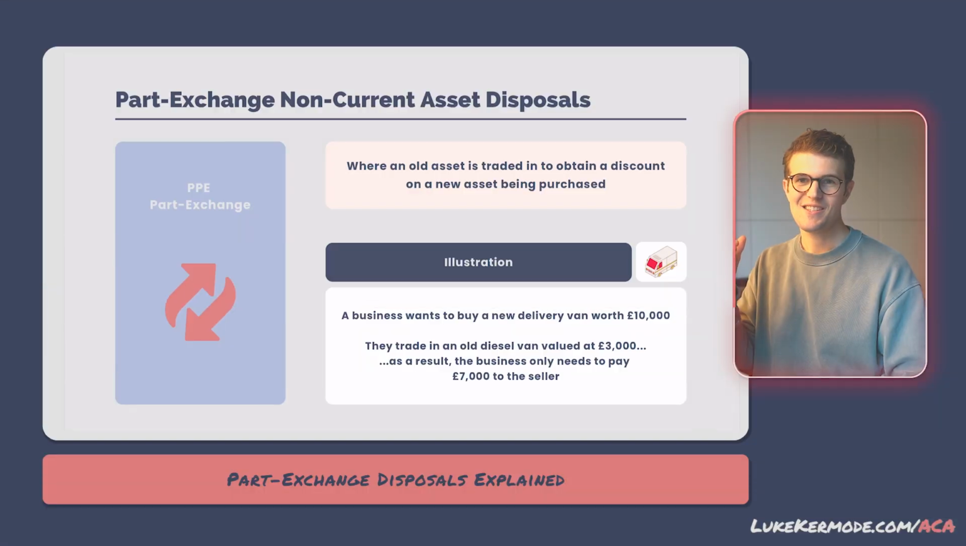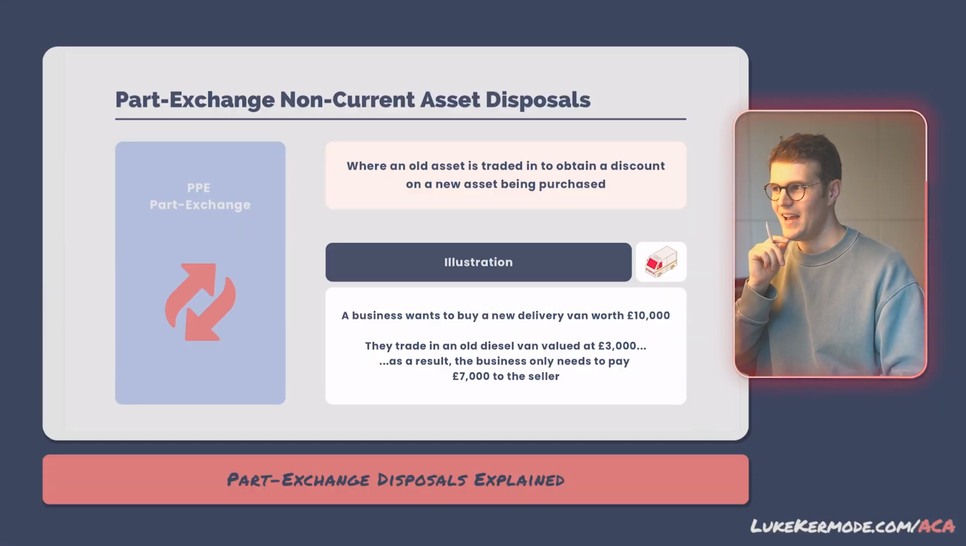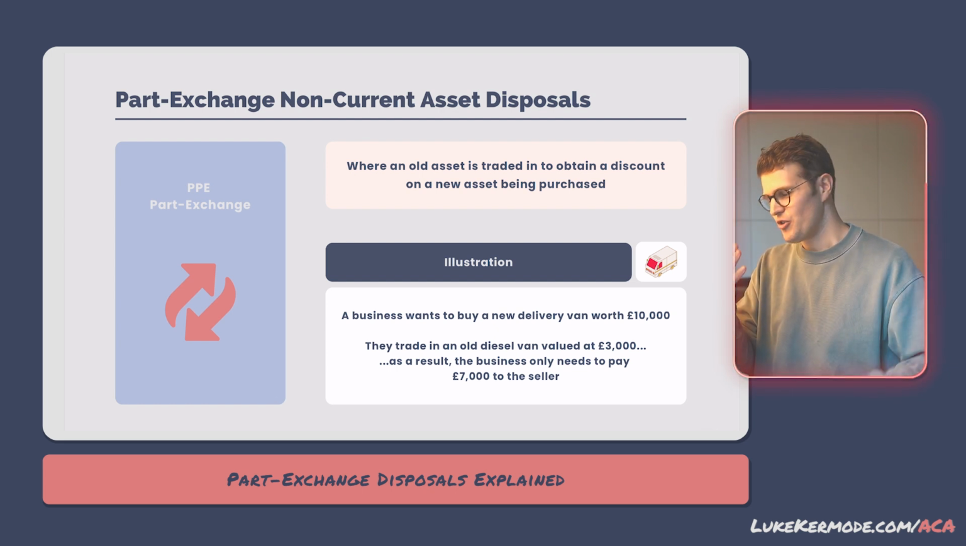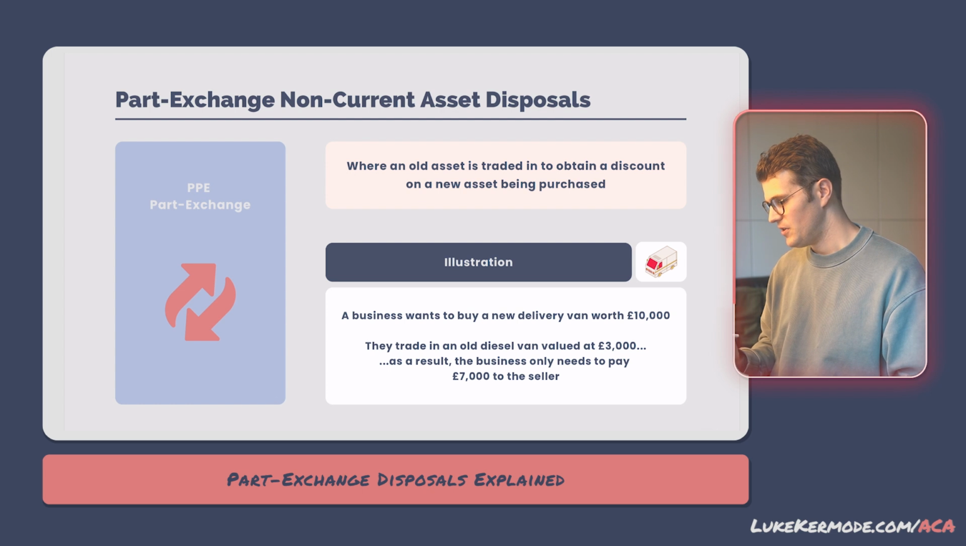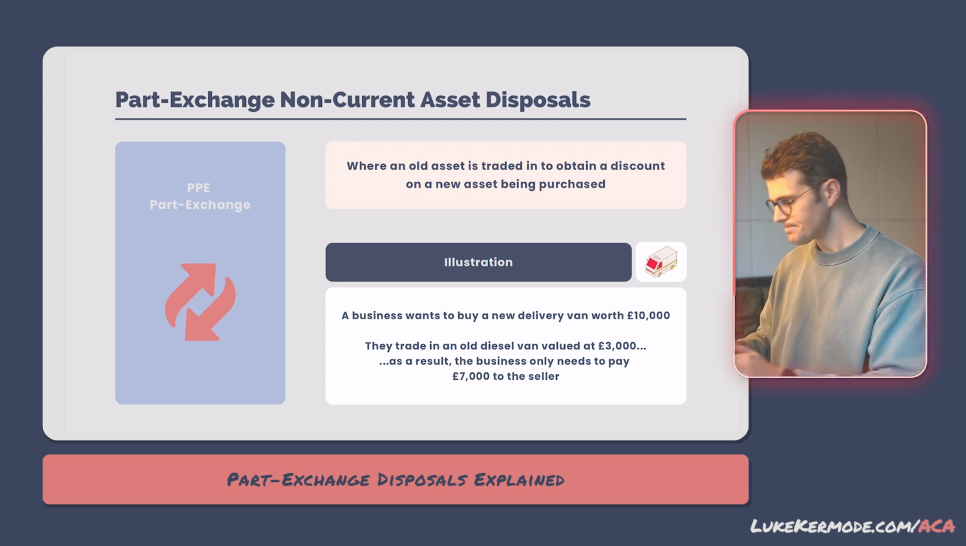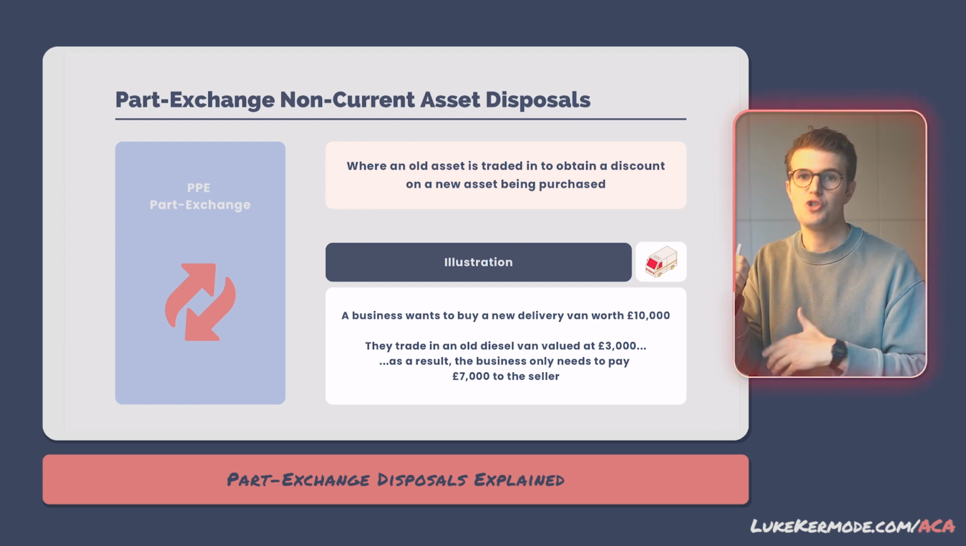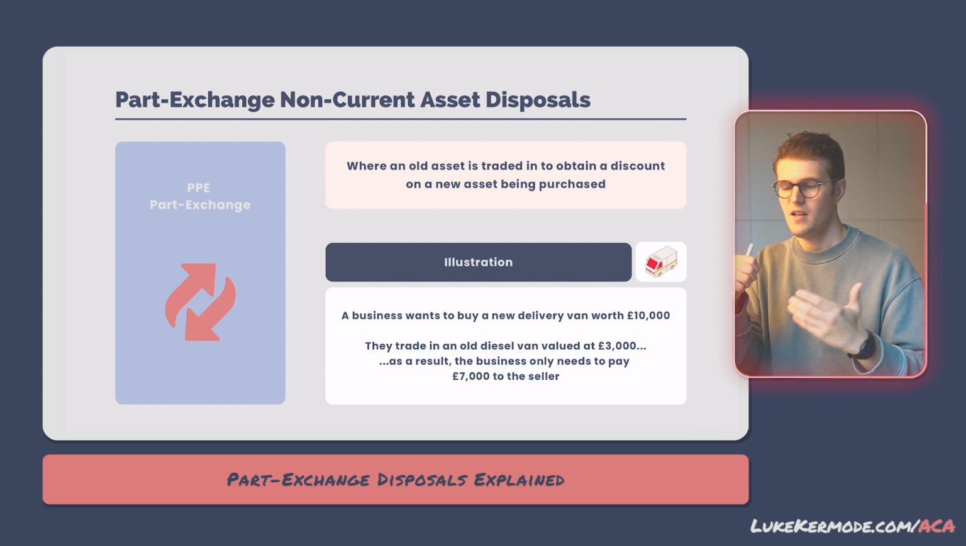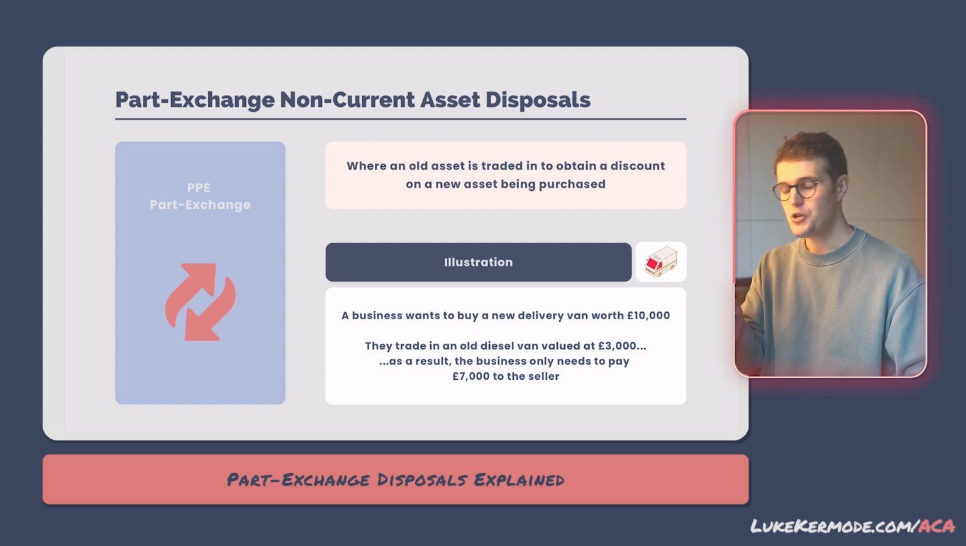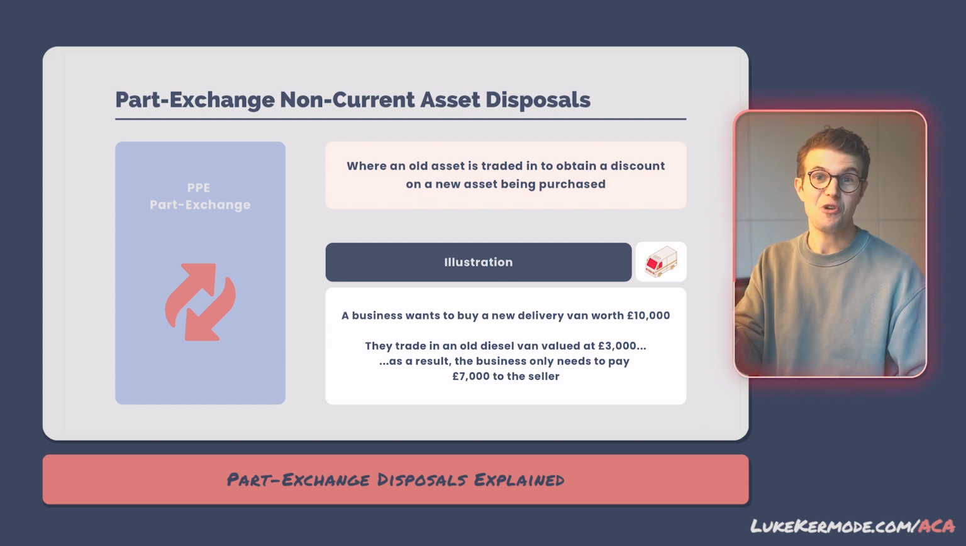So sometimes when a business wants to upgrade a non-current asset, it doesn't sell the old one for cash. What it does is it part exchanges it, trading in the old asset in return for a discount on the purchase of the new asset. So this is known as a part exchange disposal. In this case, there are no cash proceeds realized for the old asset. Instead, the disposal value is the amount the dealer or supplier attributes to the value of the old asset. That's known as the part exchange value. And this figure is used to calculate the profit or loss on disposal, just like you would with cash proceeds.